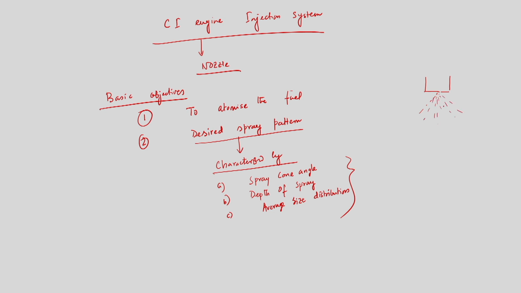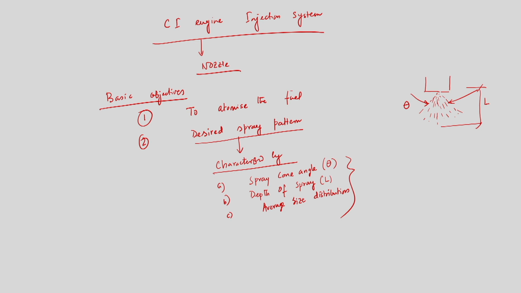So this is the fuel spray pattern, right. This angle is known as theta, that is the spray cone angle, and this depth will be L, that is known as the depth of spray L, and spray cone angle theta. That means while we are having a nozzle in the injection system, fuel will be able to penetrate a certain distance.